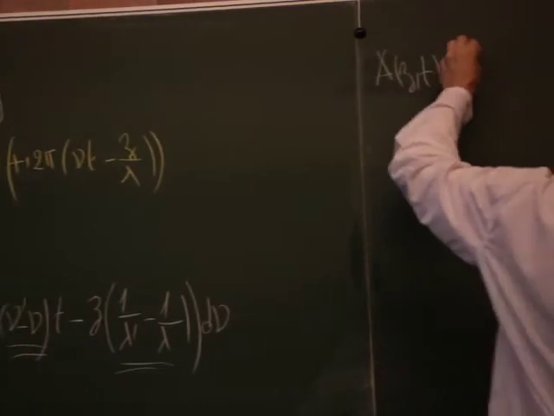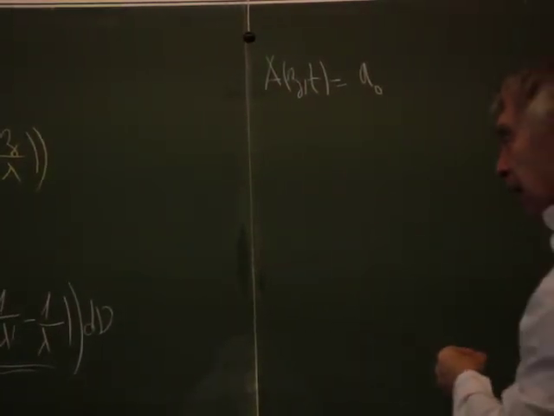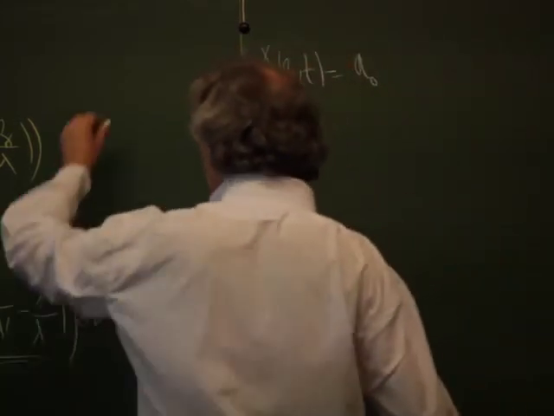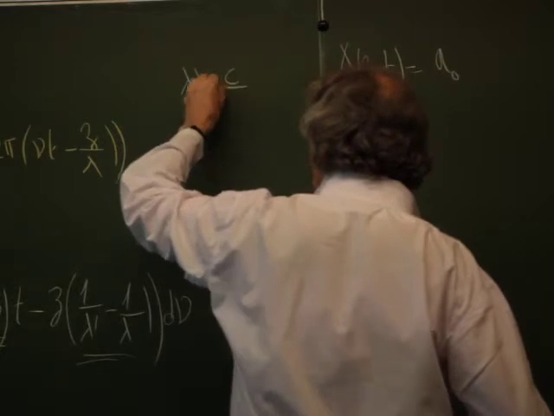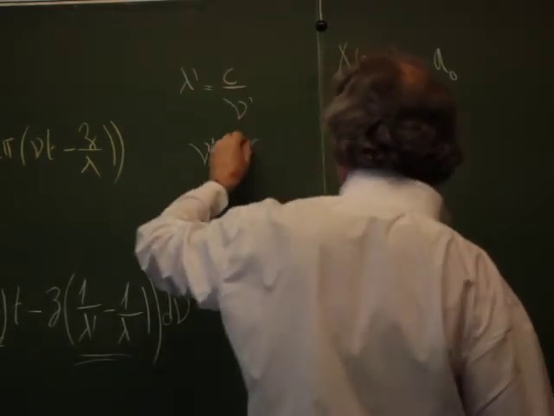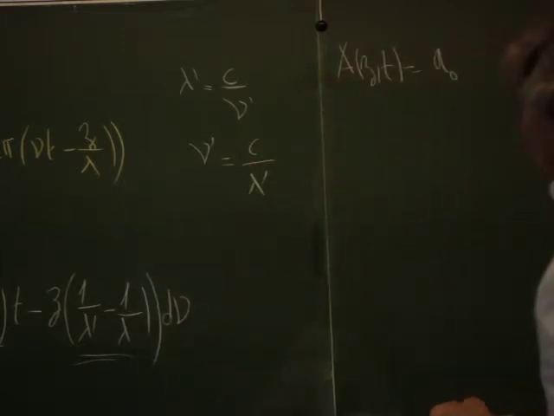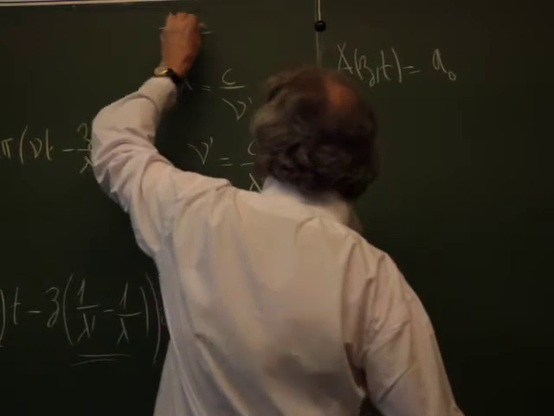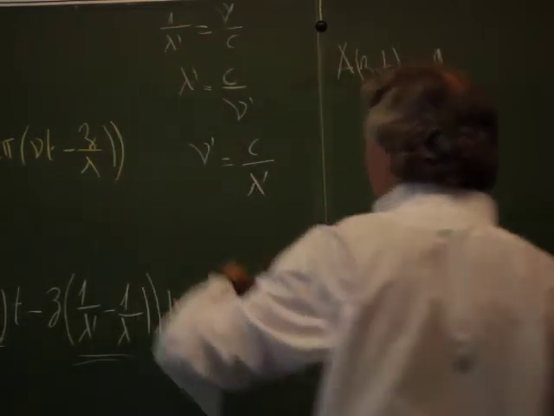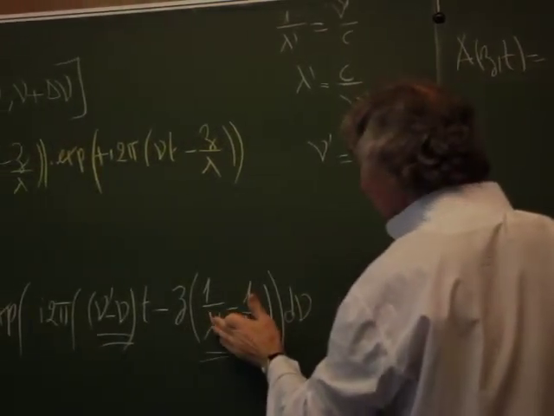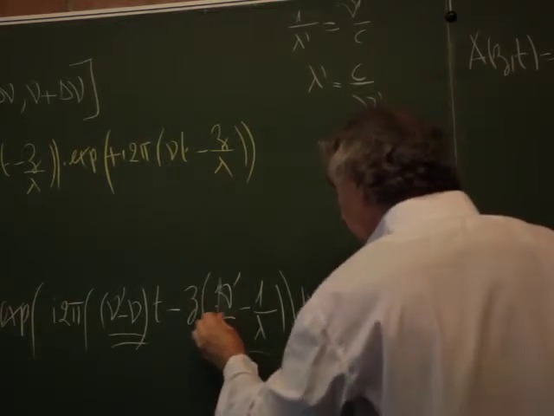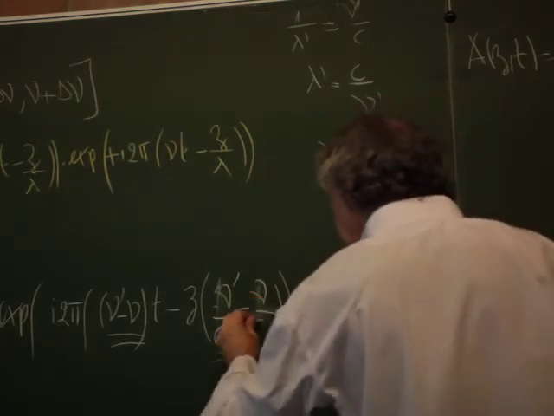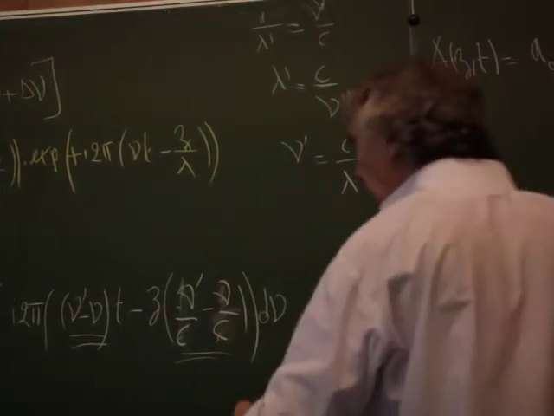And I find then that A(z,t) is equal to the A0 constant multiplied by, now I shall make some variable changes. So I know that lambda prime is equal to c over nu prime, so nu prime is equal to c over lambda prime. Or still, 1 over lambda prime is equal to nu prime over c. So here 1 over lambda prime, I just write it is nu prime divided by c. 1 over lambda is the same, it's nu divided by c. So I may rewrite this expression as follows.